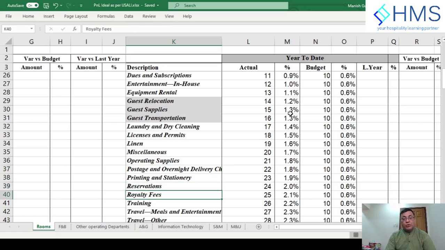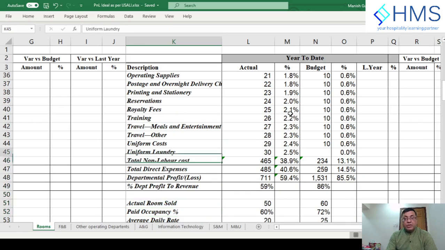Operating supplies usually depend on the business. Postage depends on the business. Printing and stationery usually depend on the business. Reservations mostly depend on the business, so variable expenses. Royalty fee usually is a percentage of the revenue, so it's mostly a variable cost. Training and travel are usually fixed. Uniform is fixed, uniform laundry is fixed. So these are the expenses.